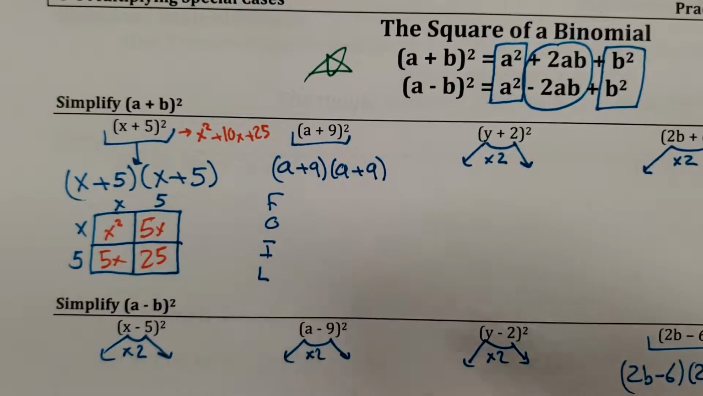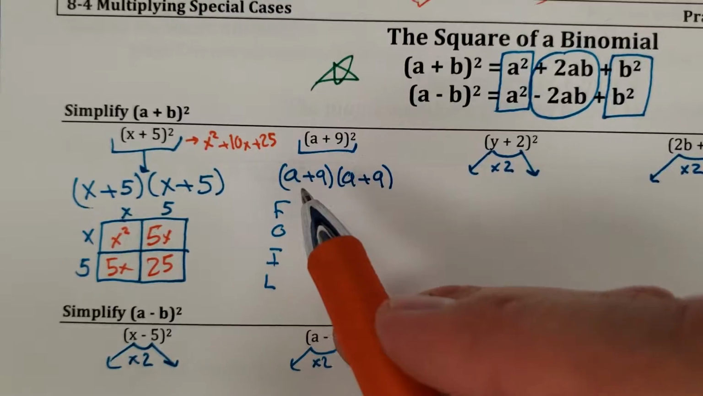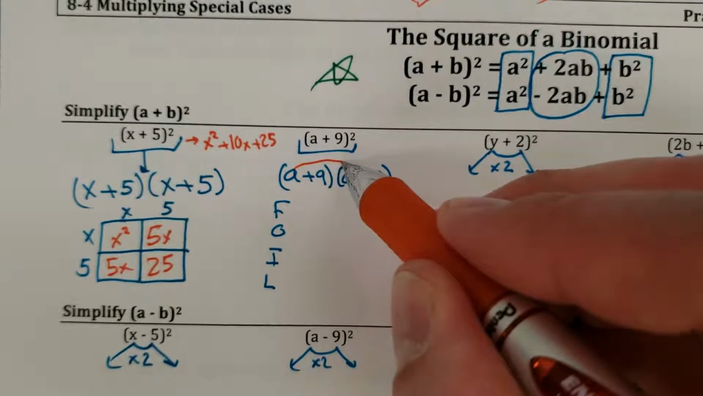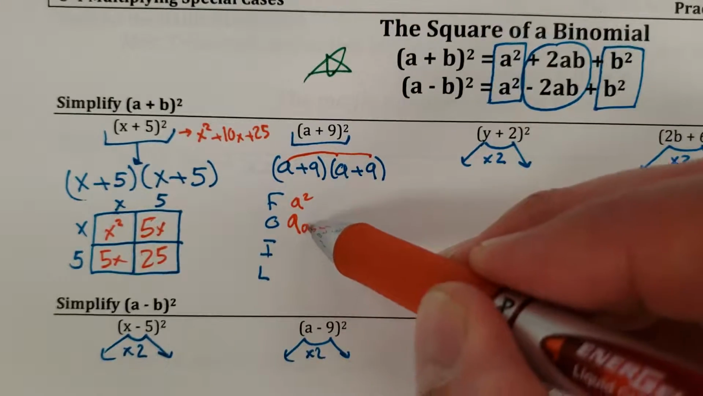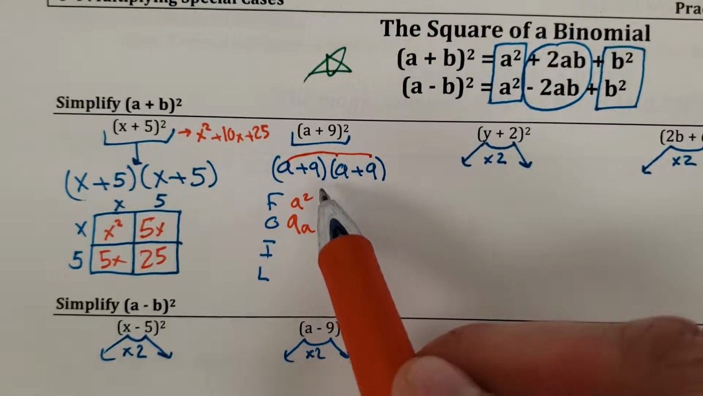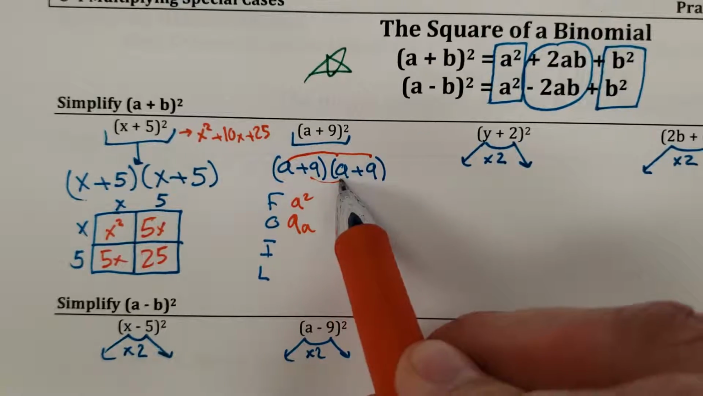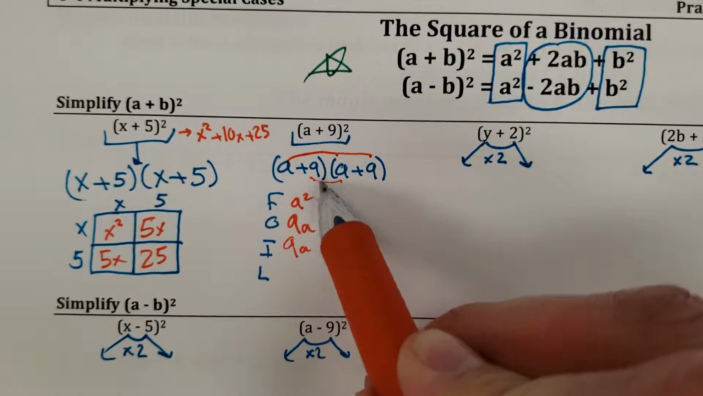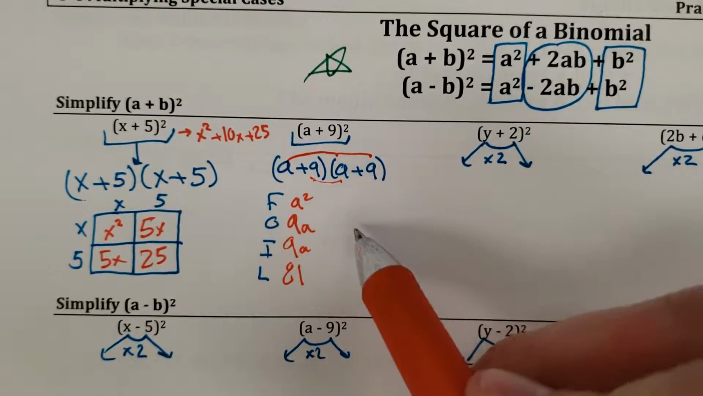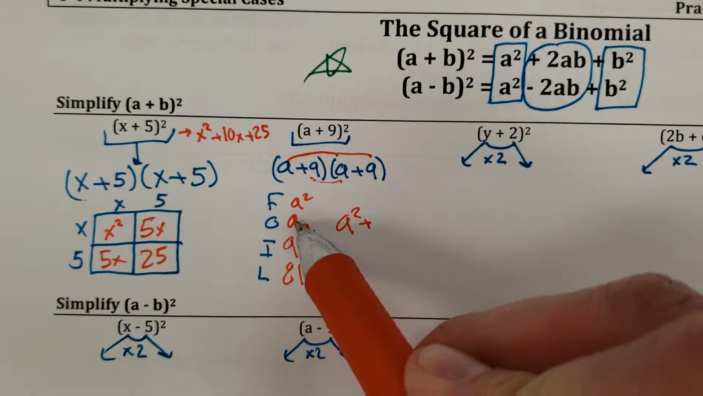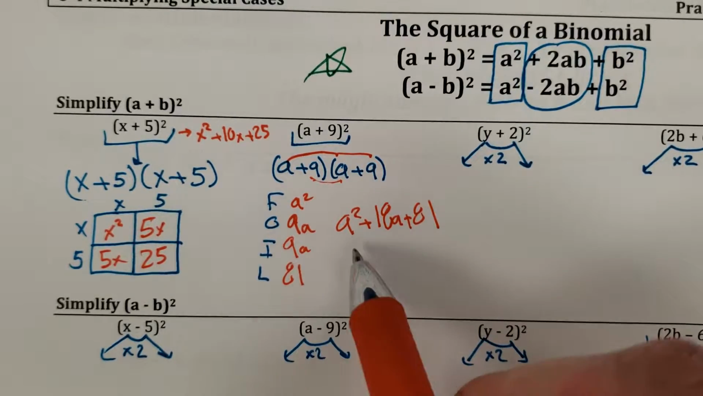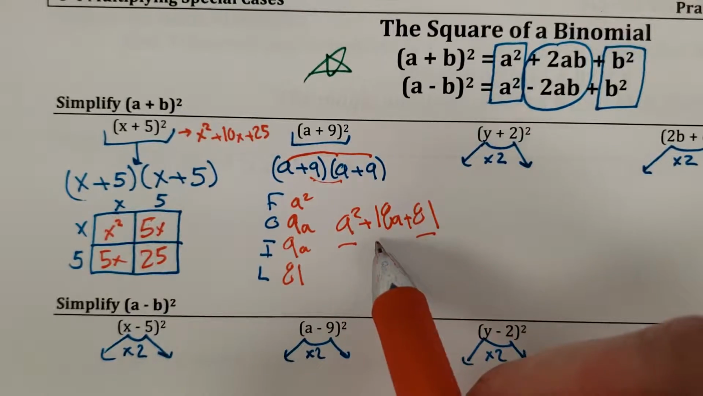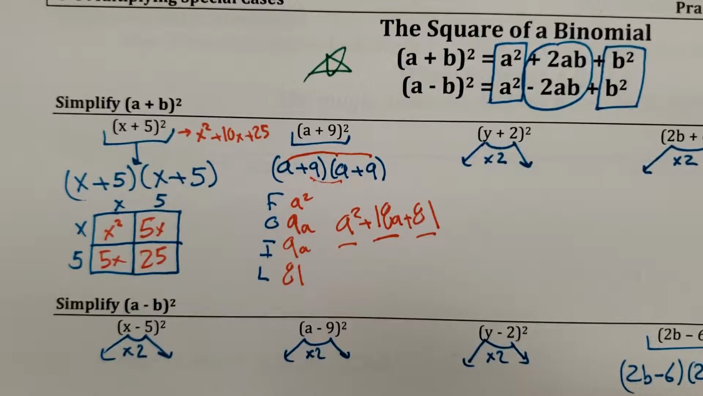There's no way it could be that easy. Let's try a plus 9 squared with the FOIL method. Here we go. First, a squared. Outside, 9a. I apologize, I picked a 9 and an a for my variables. I'll think ahead next time. And then another 9 times a, and then a 9 times 9. Oh, weird. A squared plus 18a plus 81. Weird. First thing squared, second thing squared, double combo in the middle.